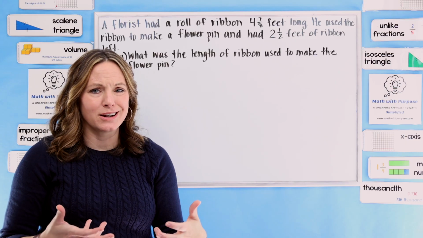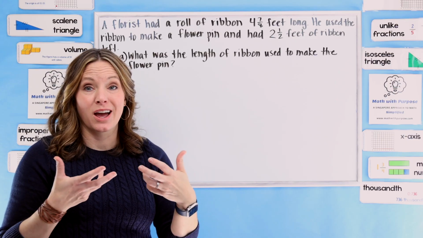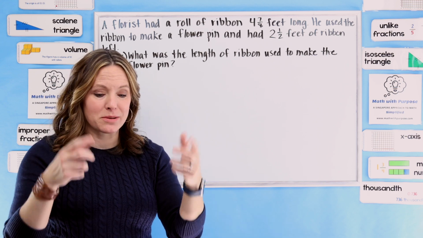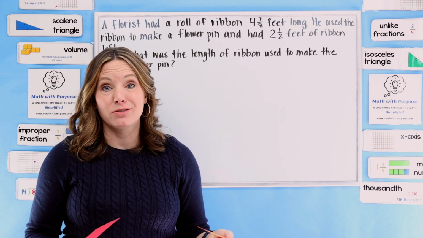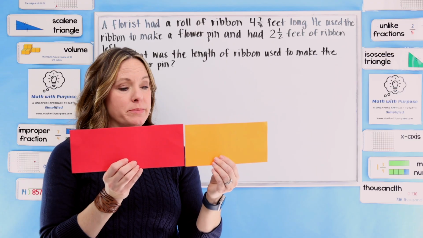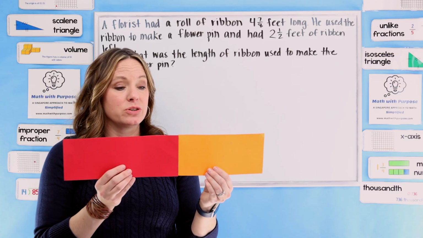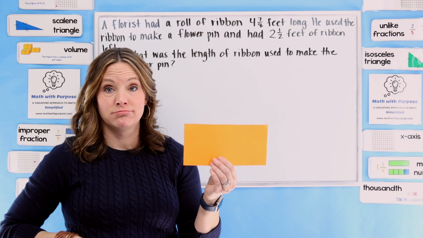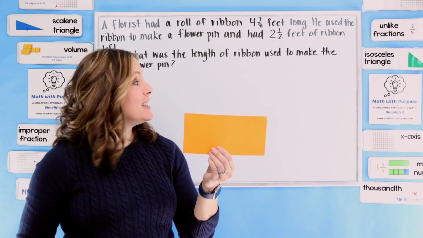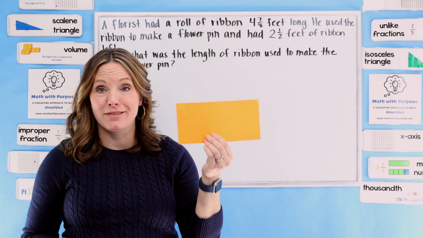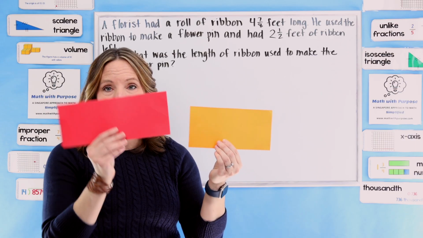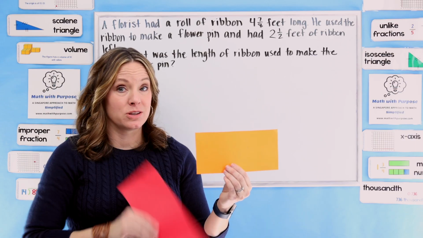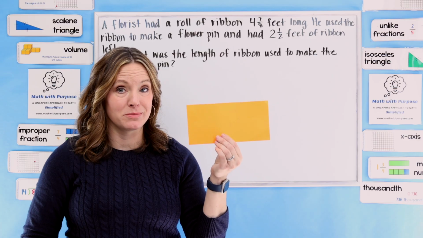So I'm thinking here that I need to figure out a part. So let's take my paper strips here and let's see how we can connect it. He's got a roll of ribbon. Here's my roll of ribbon, right? He's going to use part of it. And we know that he has 2.5 feet of that ribbon left. So again, roll of ribbon, use part of it, he's got some left.